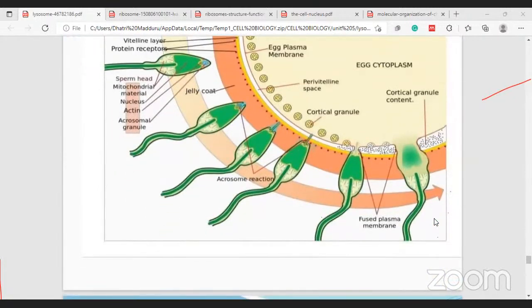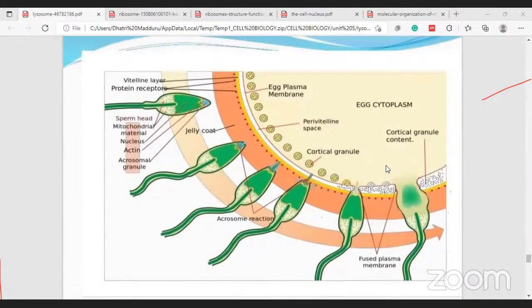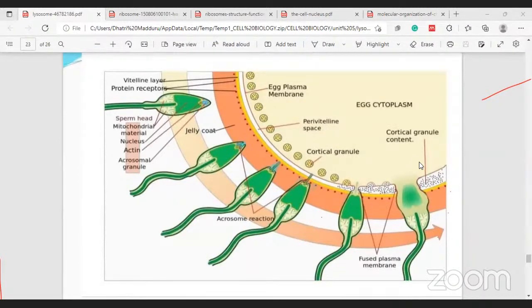So this is how it looks. This is the egg cell and these green ones are the sperms. Here in the egg cell, this is the egg cytoplasm, and here we have a jelly coat, which is the zona pellucida. Then you have a membrane, the perivitelline space, and cortical granules are present.